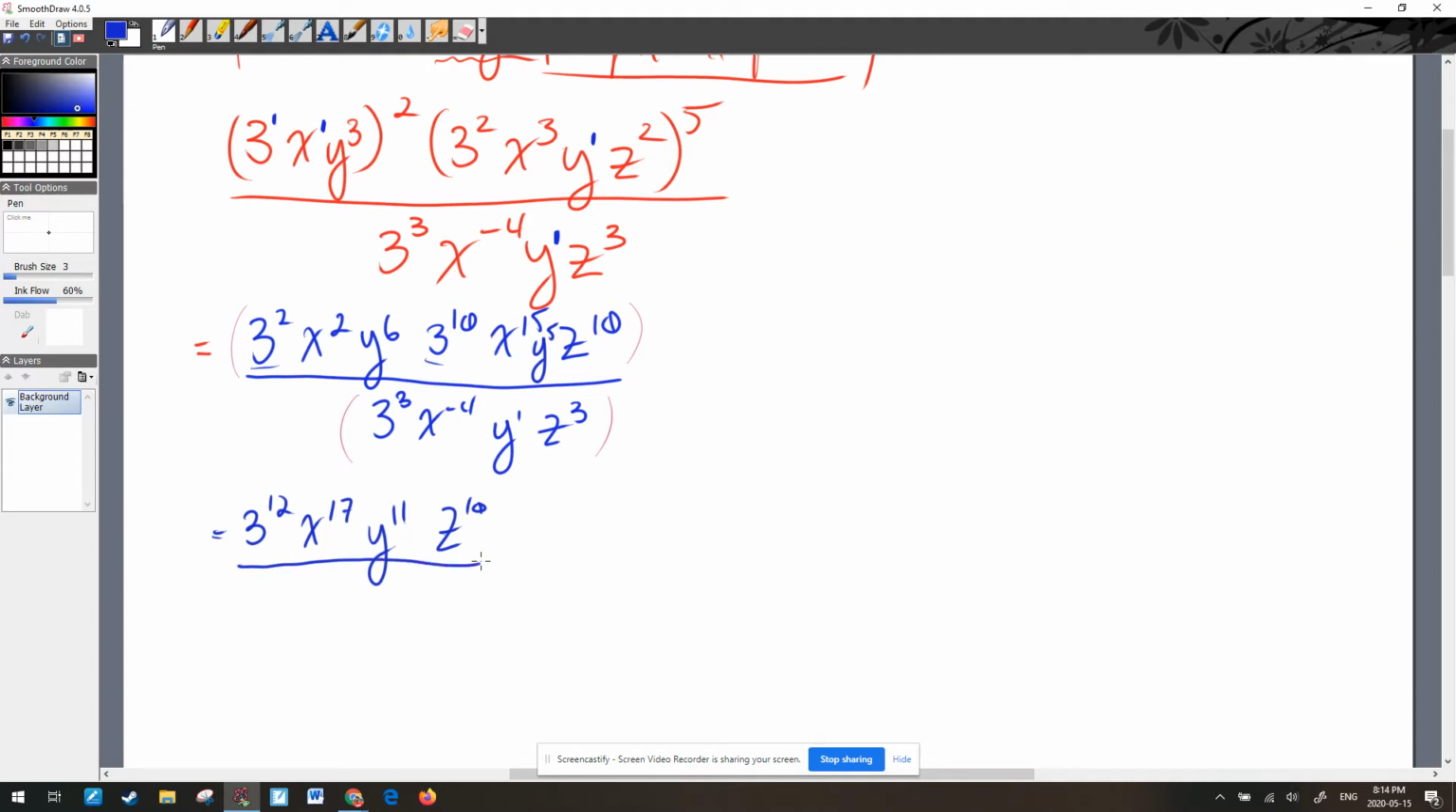So, and then the denominator, it still is just kind of hanging out. It hasn't come into play yet. So here we go. X to the negative 4, y to the 1, z cubed.